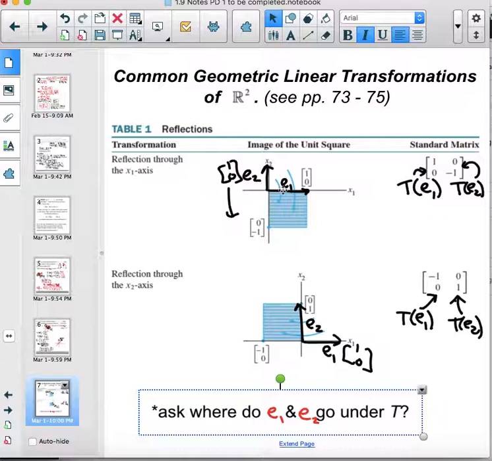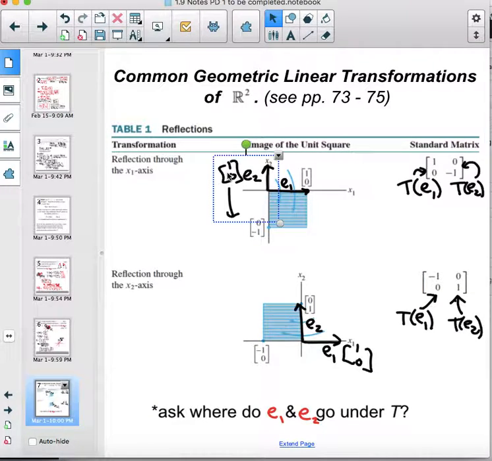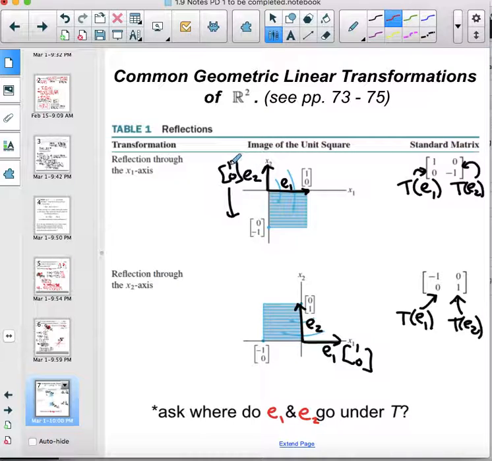So when you reflect through the x1 axis, so you have a flip from the first quadrant into the fourth quadrant, for instance, E1 just stays the same. 1, 0 just stays 1, 0. However, this should be a 0, 1. Excuse me there. This should be a 0, 1 right there. That would flip onto 0, negative 1. So change that to 0, 1. 0, 1 flips to 0, negative 1.